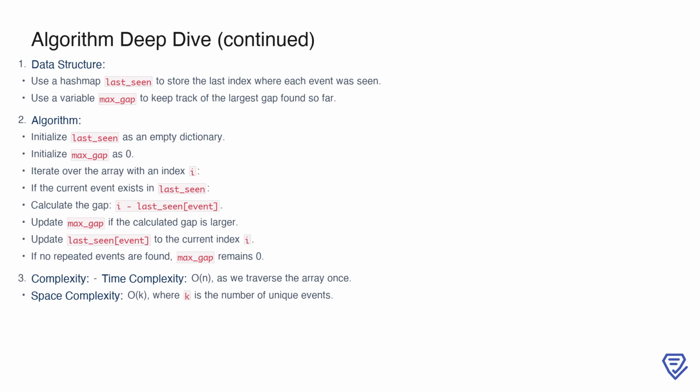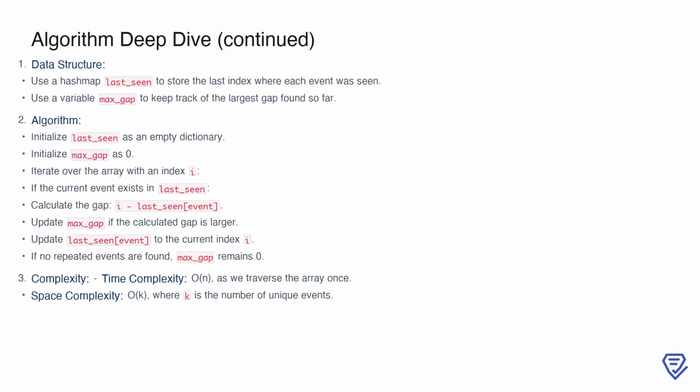Then, we iterate through the array with an index i. If the current event already exists in last_seen, we calculate the gap between the current index and its last recorded index. If this gap is larger than max_gap, we update max_gap. Regardless, we update the event's entry in the hash map to the current index. If no repeated events are found during the traversal, max_gap remains 0.